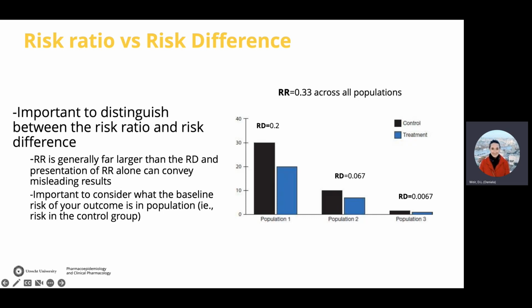So if the baseline risk of the outcome is very low, then the overall effect of the treatment is also going to be low, because there's already a very low risk of the outcome to start off with in that population. But the risk ratio remains consistent across these three populations, when actually the importance of the treatment in a given population does depend on the baseline risk. So it's important to report both the risk ratio and the risk difference, or the absolute risk, when you're conducting an RCT, presenting the results, or interpreting the results of the study.